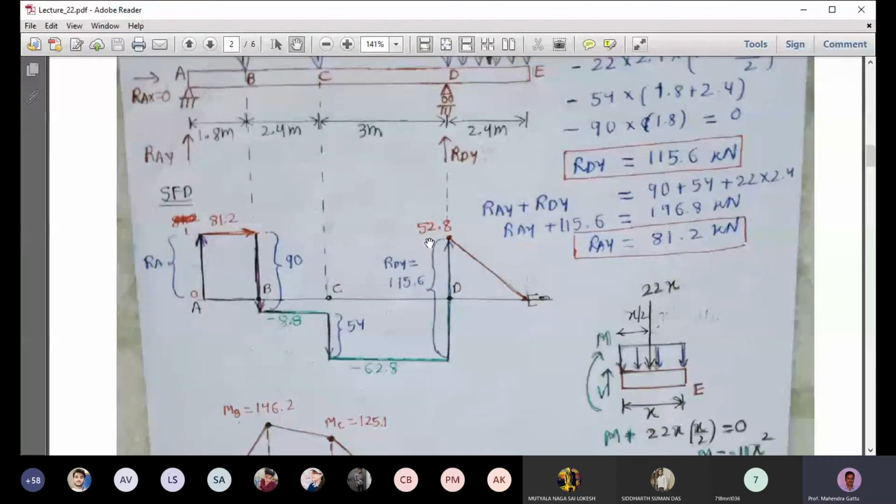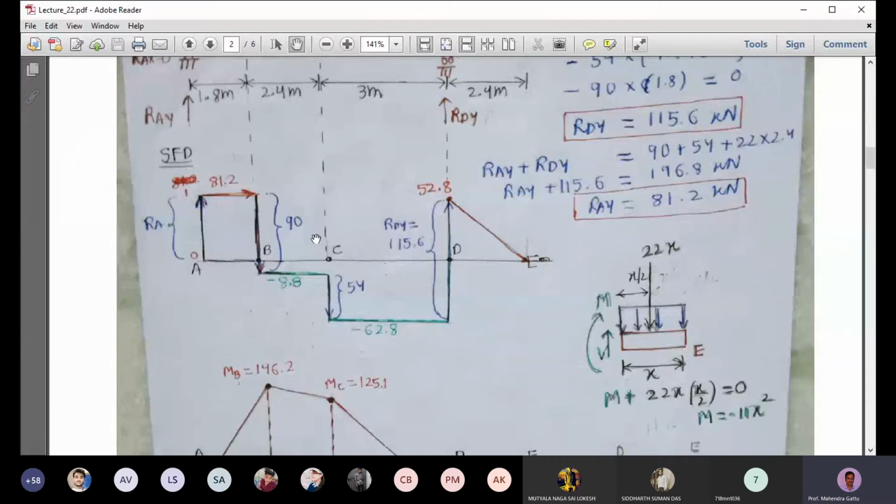Now, once we know the shear force diagram, we can calculate the bending moment diagram. So how to do it? It's like, if you know the acceleration, you can calculate the velocity. So you can think of this as acceleration, and if you want to find the velocity, you have to find the area under the curve. Or you can think of this as velocity, and if you want to find the displacements, you have to find the area under the curve. So I think you can think of it as a velocity term, shear force, and bending moment diagram as distance. I think that will be fine.